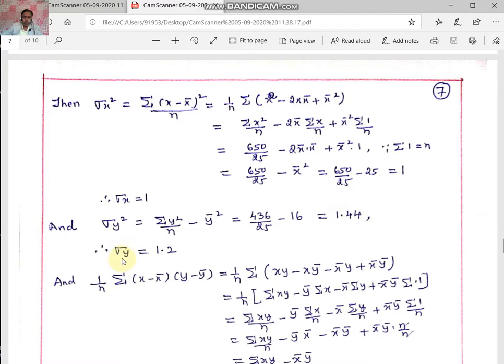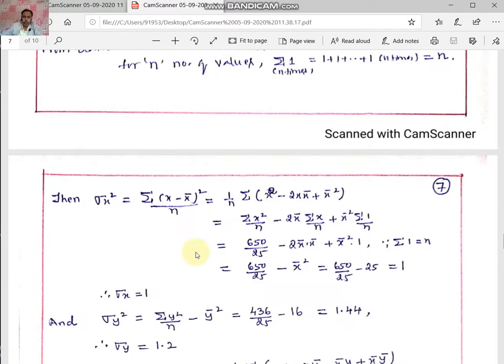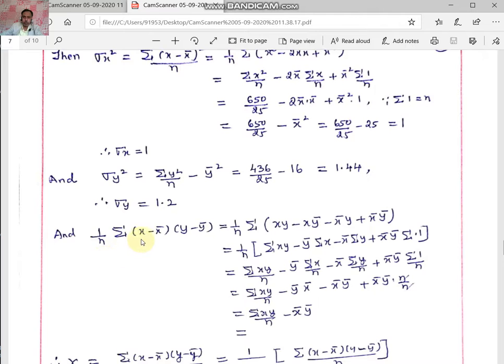Then standard deviation sigma y becomes root of 1.44, which is 1.2. Then calculate this value, 1 by n into sigma of (x minus x bar)(y minus y bar). Apply sigma to each term. So sigma xy, minus y bar into sigma x, minus x bar into sigma y, and then sigma of the product x bar y bar. Since x bar y bar is constant, sigma 1 is always n.